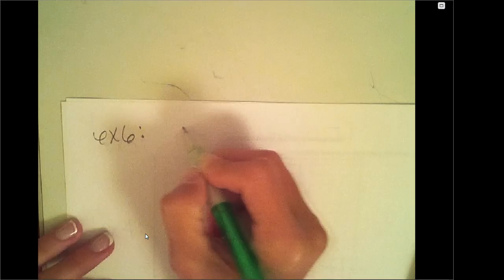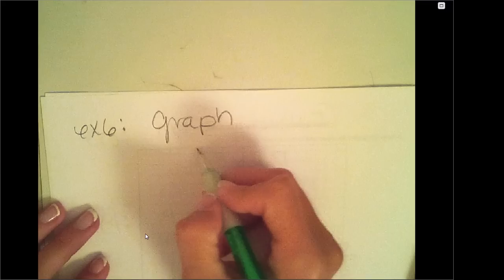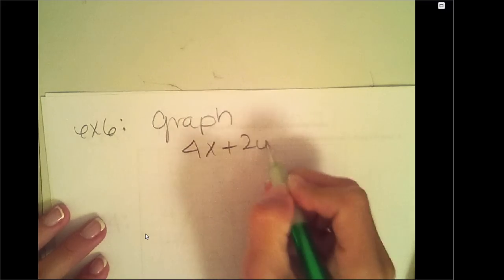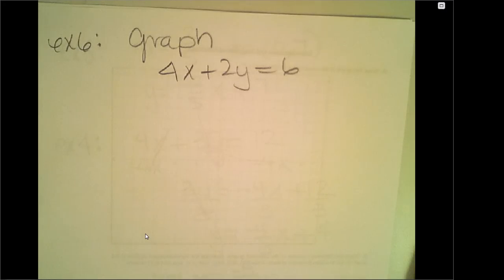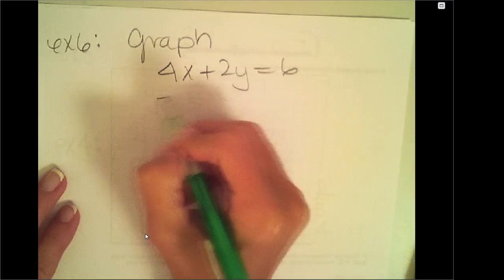Okay. Now, with this one, if I asked you to graph 4x plus 2y equals 6, the understood step you have to do is write it in slope-intercept form. Then another understood step is you need to identify the slope and the y-intercept. Once you've identified slope and y-intercept, then you can graph.